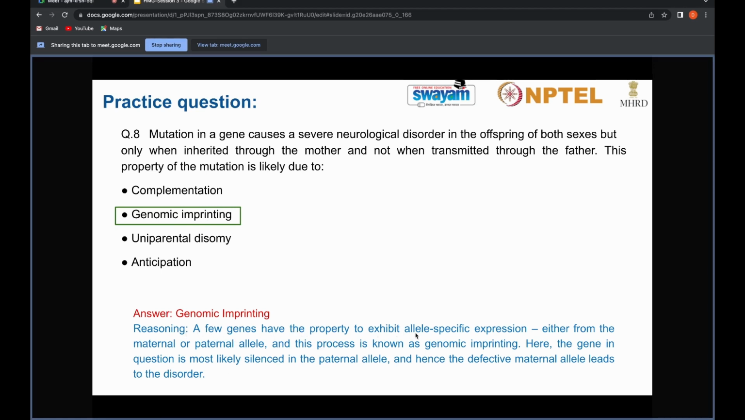A few genes have the property to exhibit allele-specific expression either from the maternal or paternal allele, and this process is known as genomic imprinting. Here, the gene in question is most likely silenced in the paternal allele, and hence the defective maternal allele leads to the disorder. So this silencing is a result of genomic imprinting, and hence this option is the correct answer to this question.